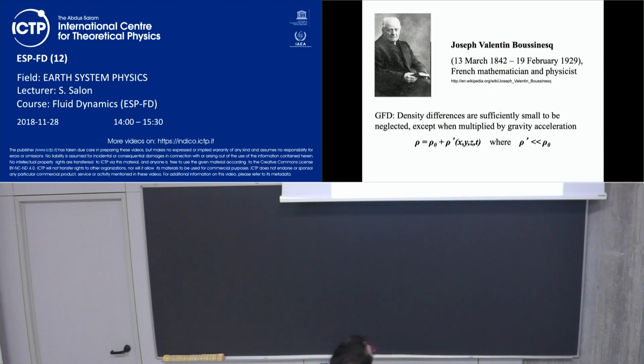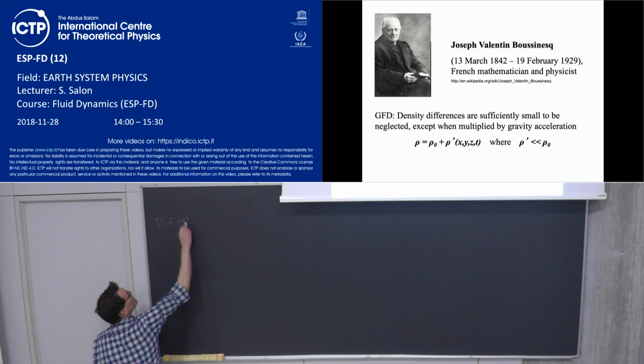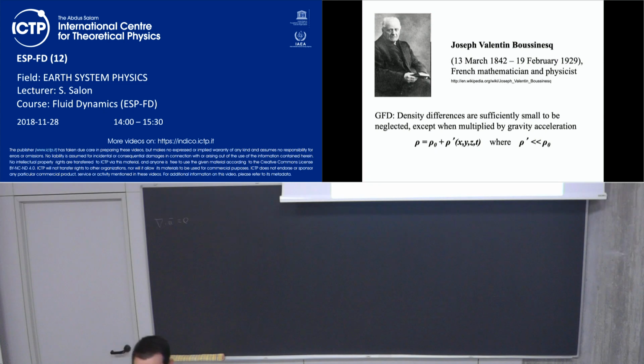So the first approximation is based on the fact that density can be written as a mean value, a background value, rho 0, and a perturbation, density perturbation, rho prime, which is actually depending on space and time. And what we saw yesterday is that if we apply and we make a reason on the continuity equation, we obtain something like this. Okay, so a divergence-free flow.